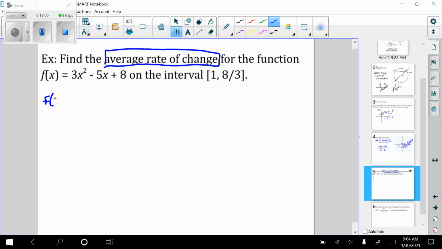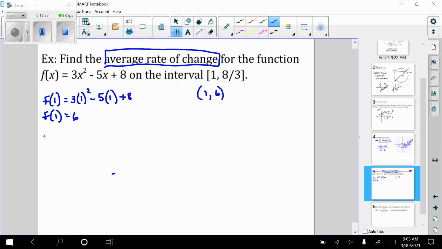So I need to calculate f of 1, which is going to be 3 times 1 squared minus 5 times 1 plus 8. F of 1 is going to be 3 minus 5, which is negative 2. Negative 2 plus 8 is 6. So there's 1 point, (1, 6).